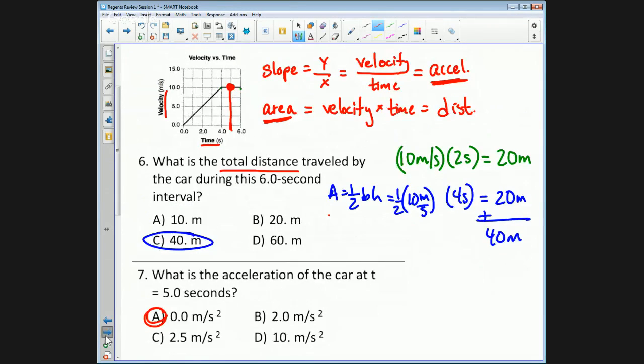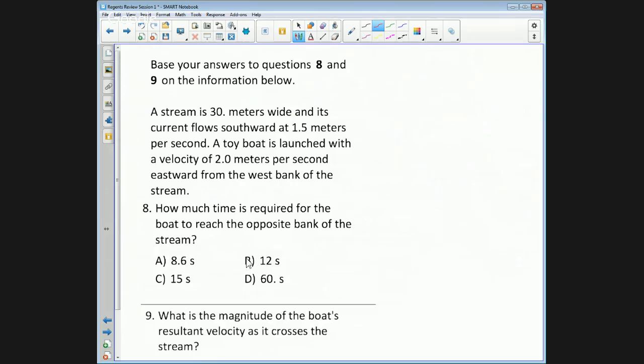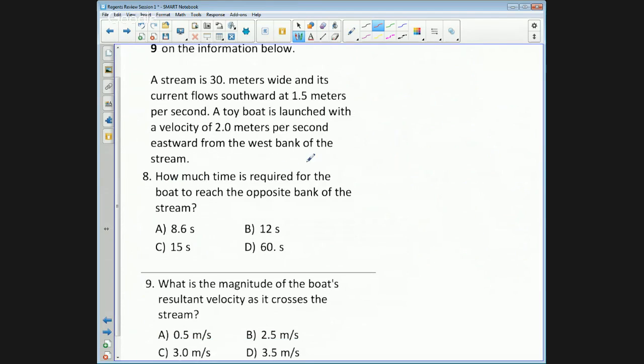Okay, so I'm going to move on to the next question. The next questions, 8 and 9, they're together as well. This says a stream is 30 meters wide and its current flows southwards at 1.5 meters per second. A toy boat is launched with a velocity of 2 meters per second eastward from the west bank of the stream. Number 8 says how much time is required for the boat to reach the opposite bank of the stream.